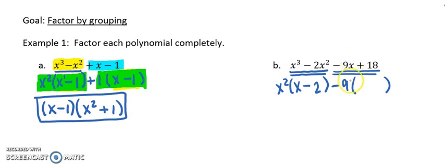So negative 9x divided by negative 9 is x, and positive 18 divided by negative 9, and be careful here, positive 18 divided by negative 9 is negative 2.